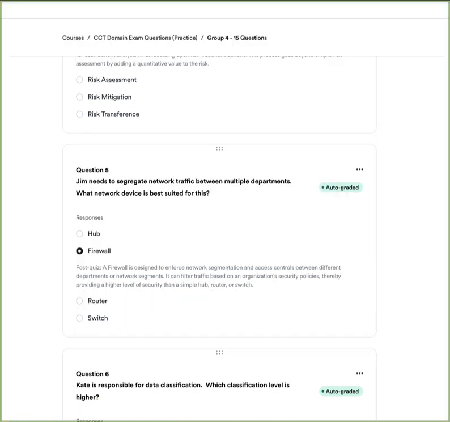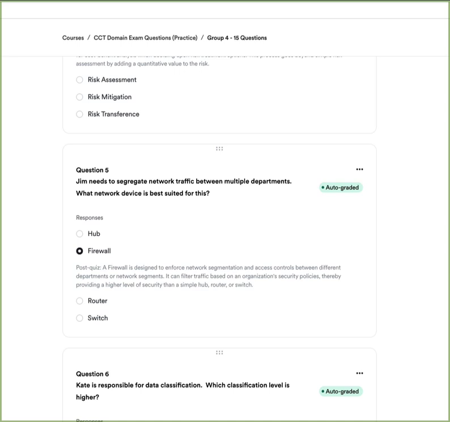Question 5. Jim needs to segregate network traffic between multiple departments. What network device is best suited for this? Okay, he wants to segregate traffic between multiple departments. A, hub. B, firewall. C, router. D, switch. Okay, you want to segregate network traffic between multiple departments. And the answer would be B.